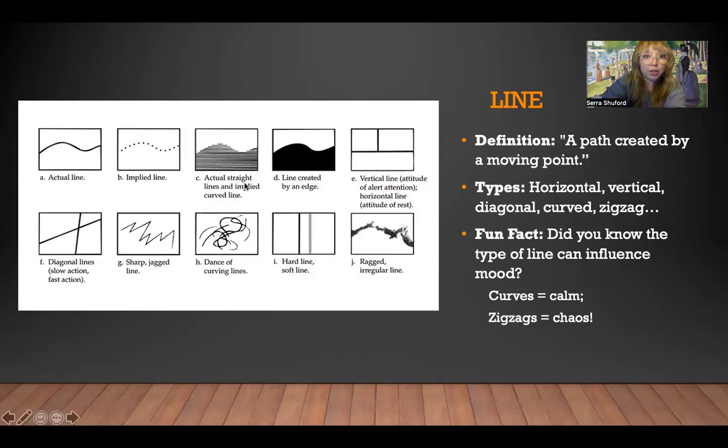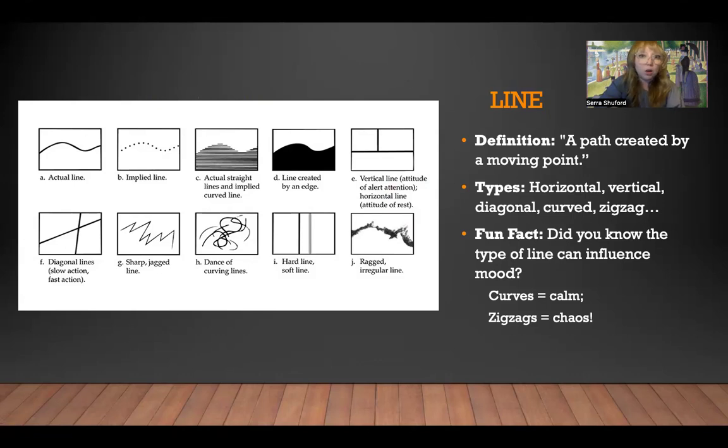You have actual straight lines and implied curved lines in this example, line created by an edge, like we see here. And as far as the vertical, horizontal, and diagonal lines go, they can create a lot of emotion or mood as well. For example, vertical lines have this sense of alert attention. Think about trees standing tall and buildings. Those things are very active, right? They're actively alive and existing.